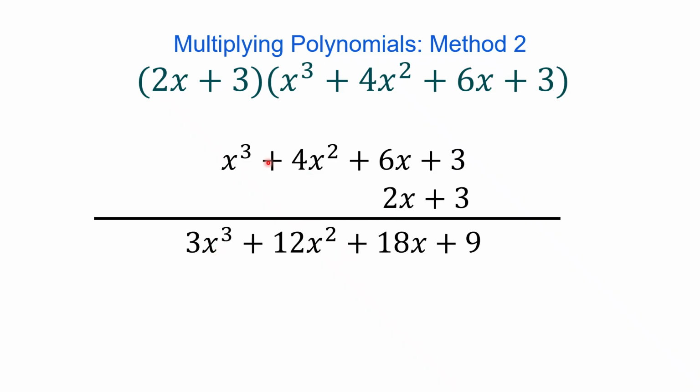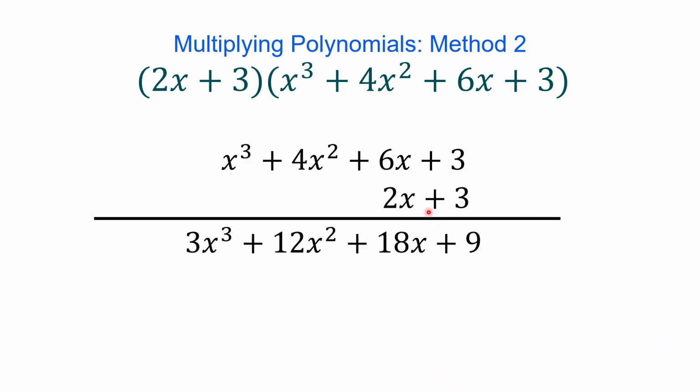Notice here that we have no missing terms. We have x to the third, x squared, x, and 9. Had we had some missing terms, you may have to leave some space to accommodate the next row. But as it is, we have no missing terms. So let's go. Multiply the top by 2x.